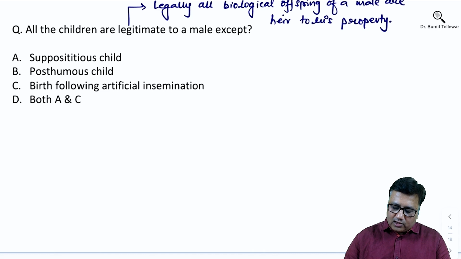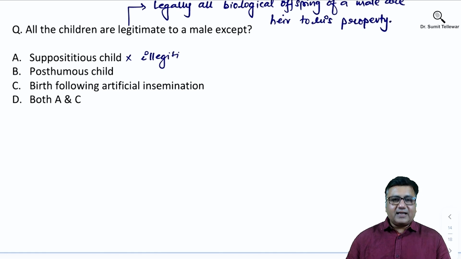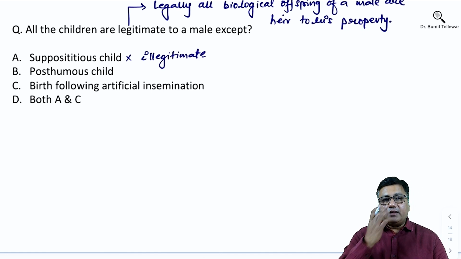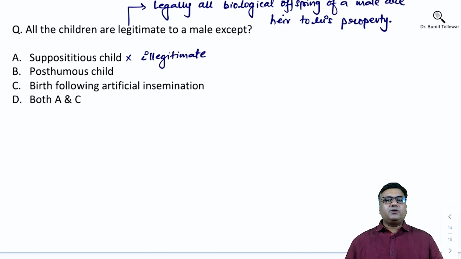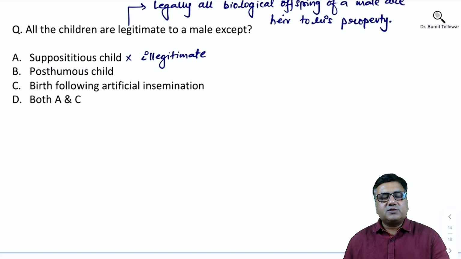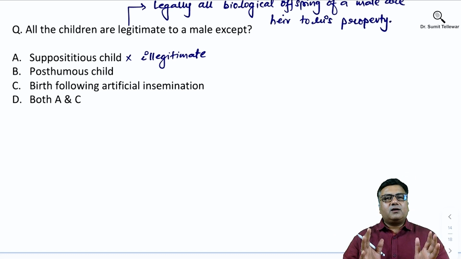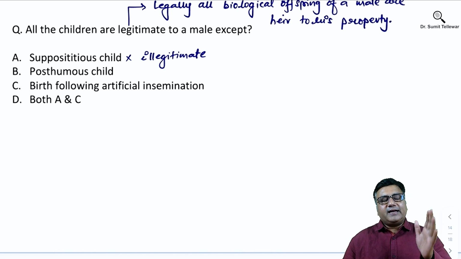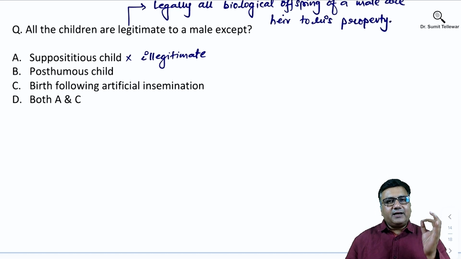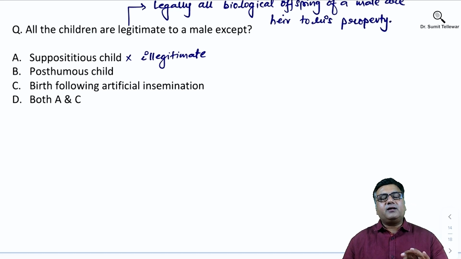ये नहीं होगा. This will be an illegitimate child, right? Second is a posthumous child. What is a posthumous child? A posthumous child is a child who gains birth within 280 days of the death of his father, provided that the dead father impregnated the mother.